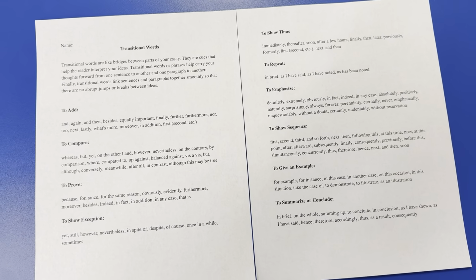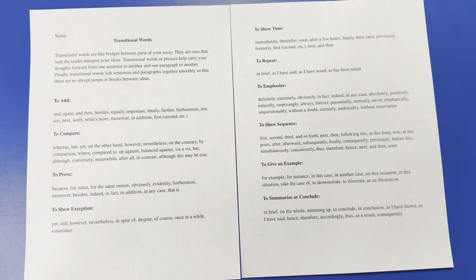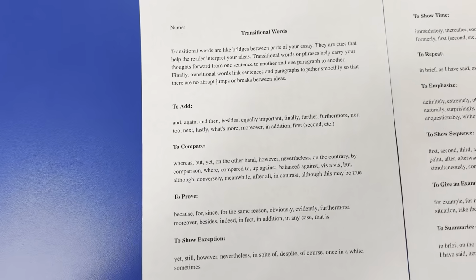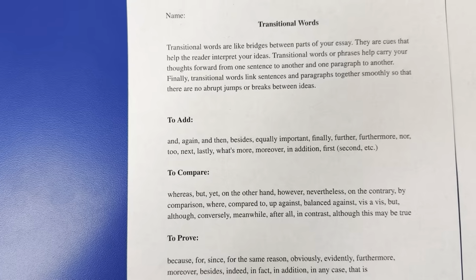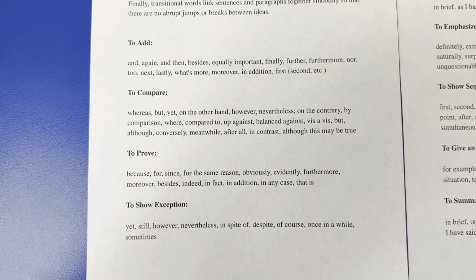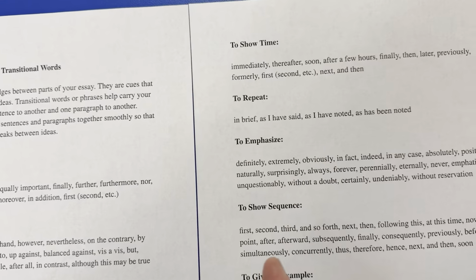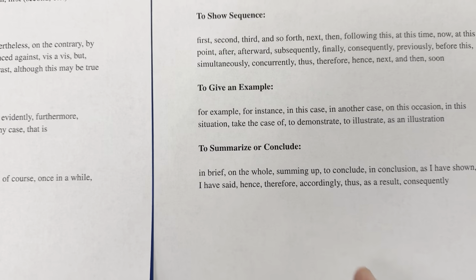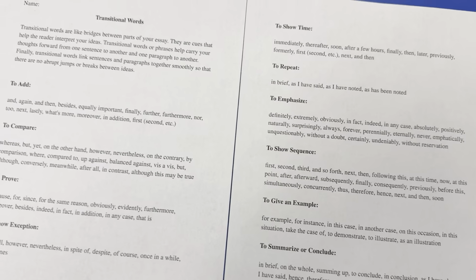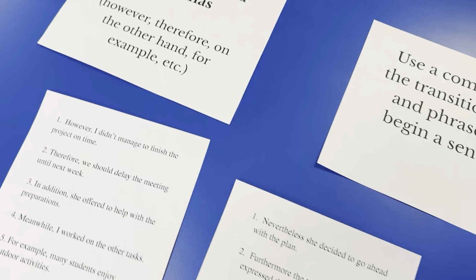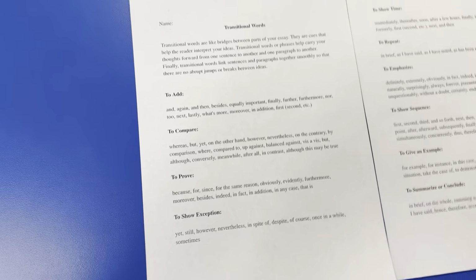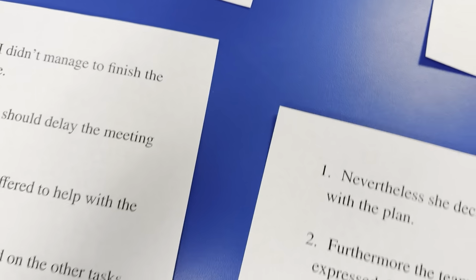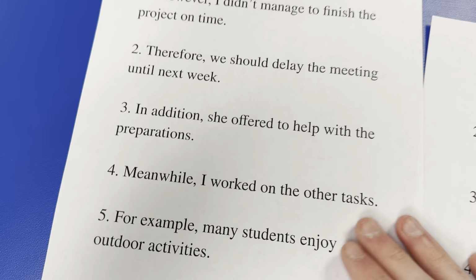I don't think this is all of the transition words that exist, but these are most of them. The purpose of a transition word is to add, compare, prove, to show exception, to show time, to repeat, to emphasize, to show sequence, to give an example, or to summarize or conclude. Transition words are pretty easy to identify, even if I didn't have a list, because they usually provide a natural pause when you're reading the sentence.